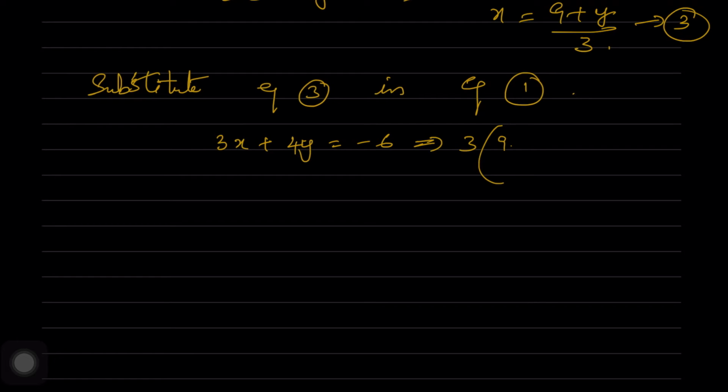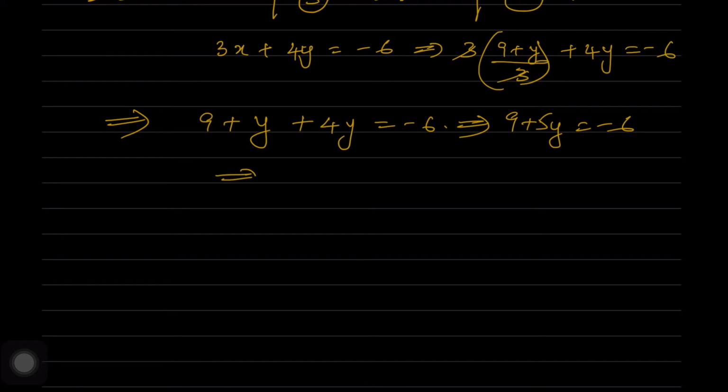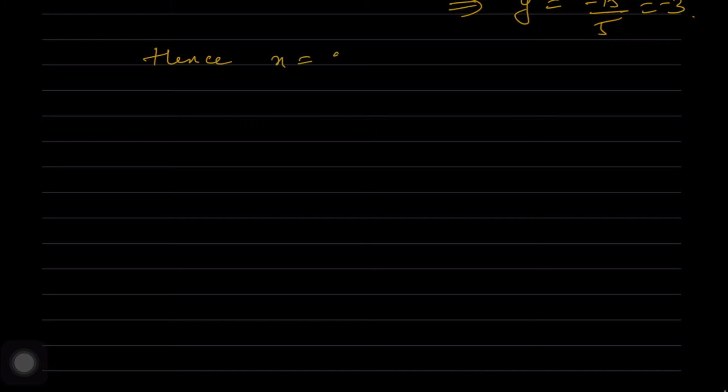3x plus 4y is equal to minus 6. So 3 into (9 plus y) by 3 plus 4y is equal to minus 6. So 3 will get cancelled here. So you have 9 plus y plus 4y is equal to minus 6, or 5y is equal to minus 6 minus 9, which is y is equal to minus 15 by 5, which is equal to minus 3. Now substituting the value of this in one of the equations, we got what x and y are. X is equal to 2 and y is equal to minus 3.